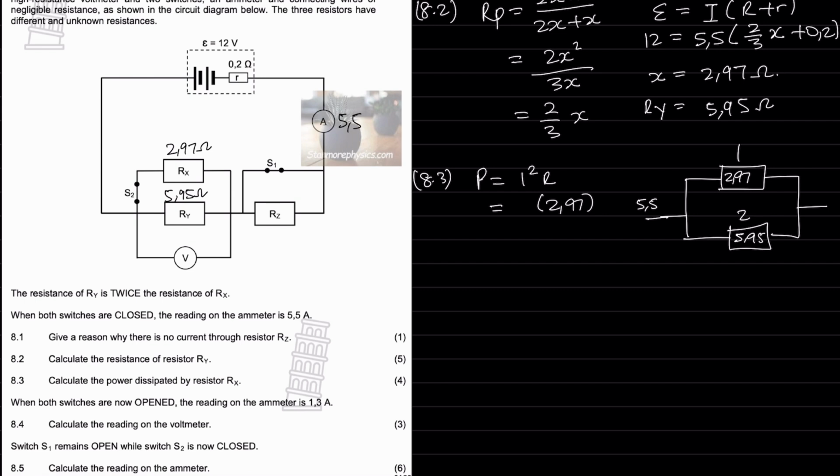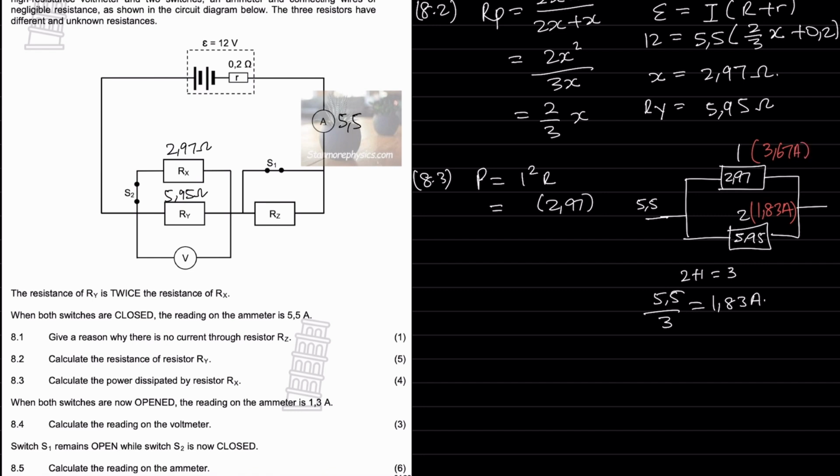So basically what we have to do is add them up. So 2 plus 1 is 3. And 5.5 divided by 3 which is 1,83 amps. Now this 1,83 amps is going to go through the higher resistor, because remember, current takes the path of least resistance. So here is going to be 1,83 amps, and the balance is going to go through here. And the balance then works out to 3,67 amps.